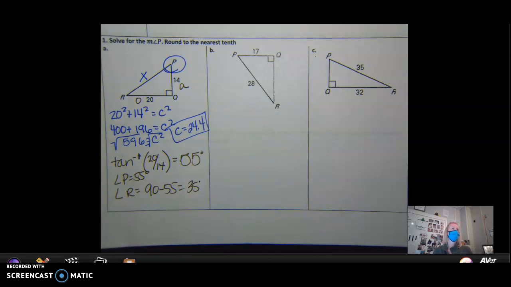Good. Does that make sense so far? Any questions? Okay, what I want you to do on B and C is find the missing side length, and then find angle P. So everyone go ahead and try that on your own.